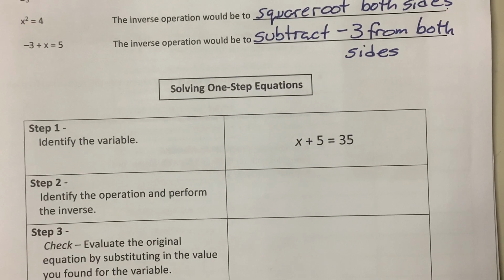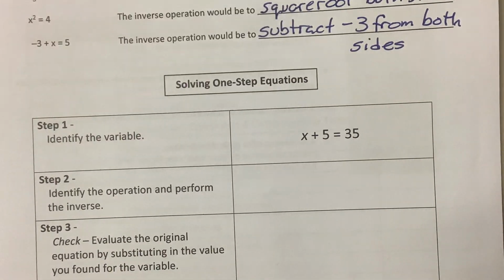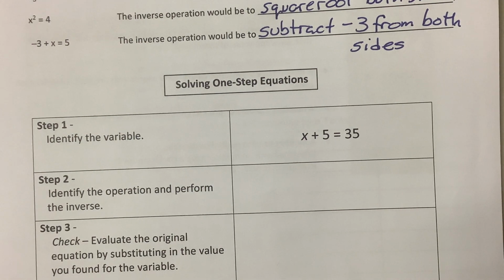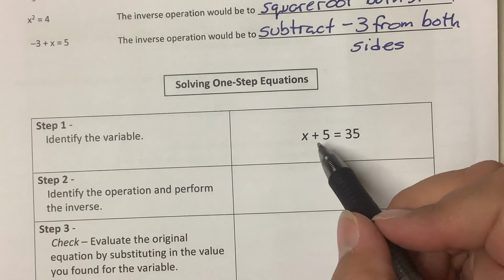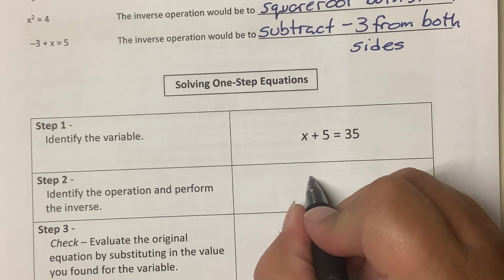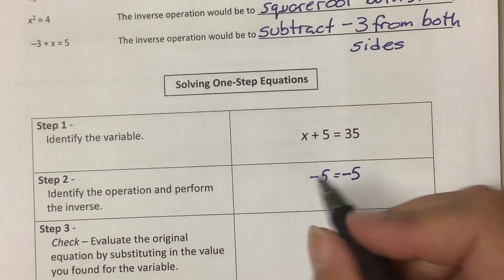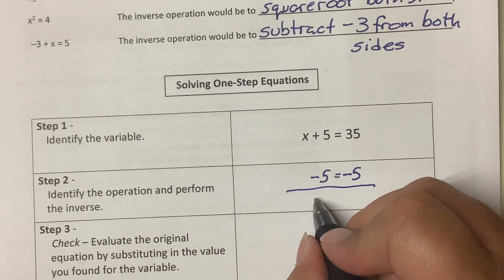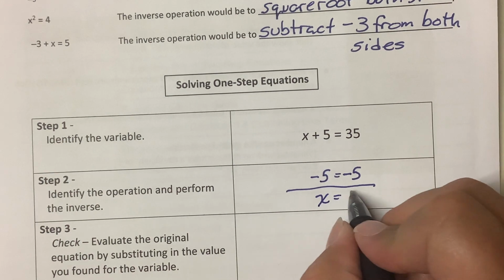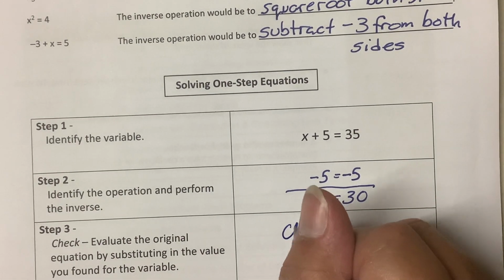All right, so step 1, identify the variable. There it is, x. Identify the operation and perform the inverse. Well, the operation is add 5, so the inverse would be subtract 5 from both sides and get x equals 30. Check. Evaluate the original equation by substituting the value you found for the variable. So here's my check.